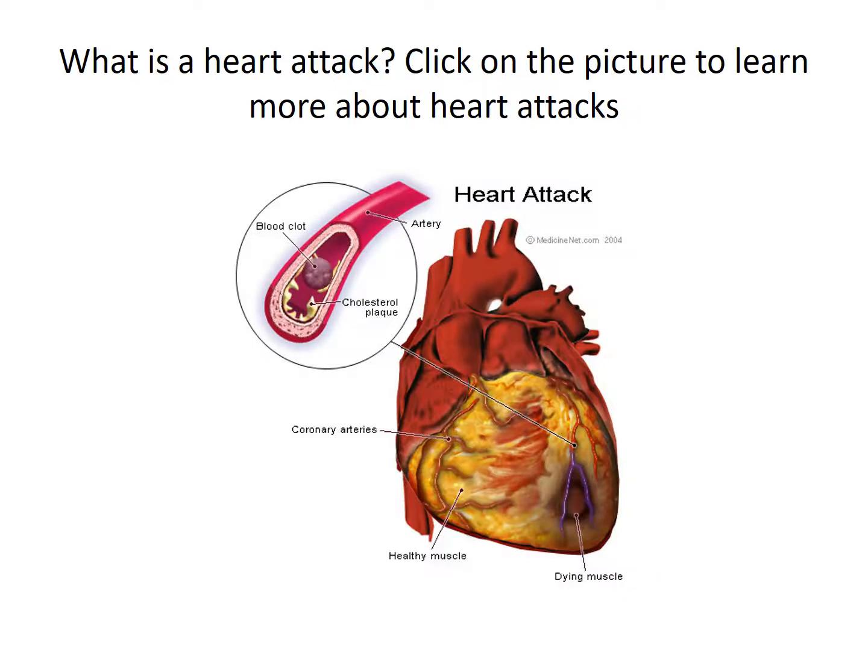Before we go on, we should talk about just what is a heart attack, what causes damage to the tissue of the heart when a heart attack occurs. Pause the playback and take a few minutes to learn more about heart attacks.